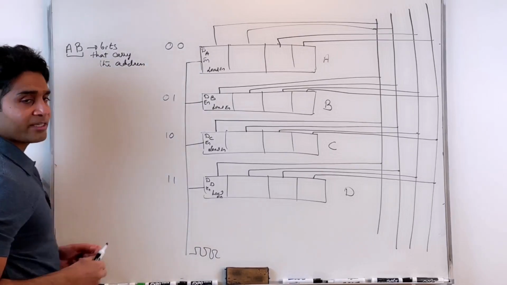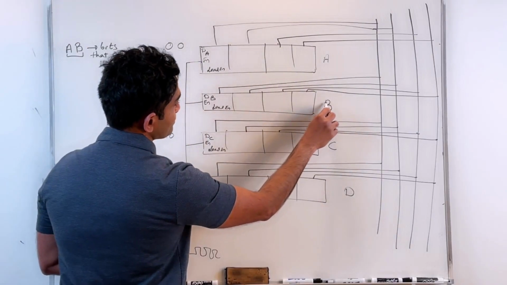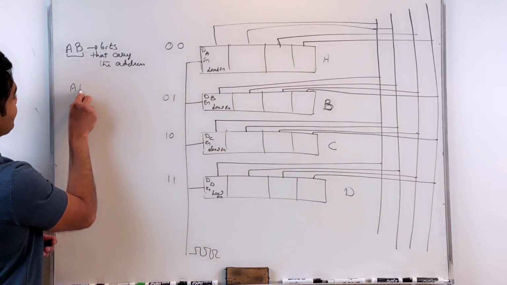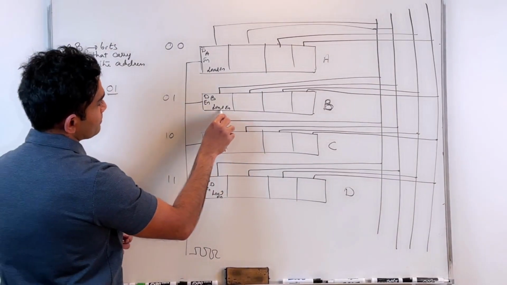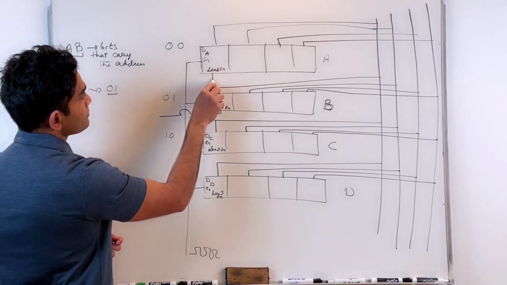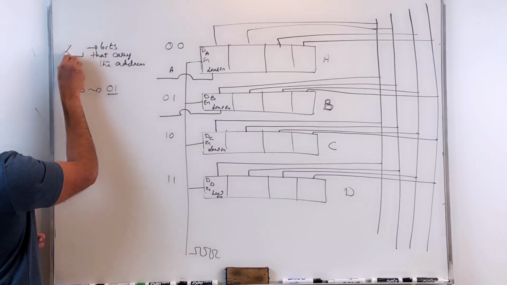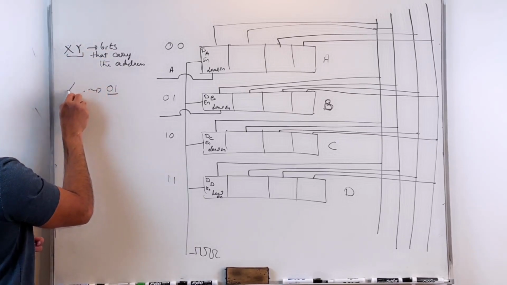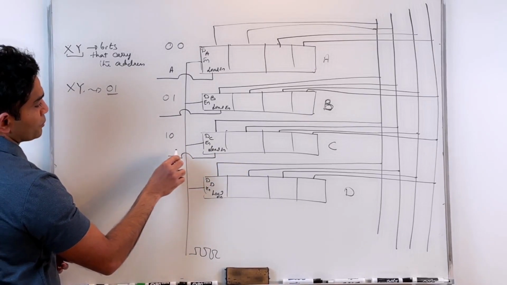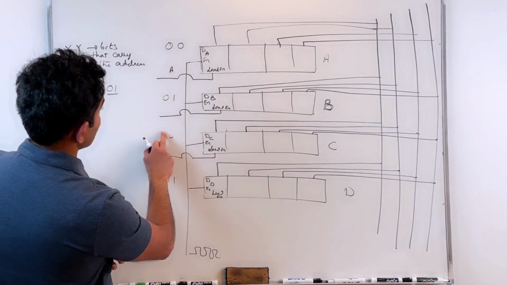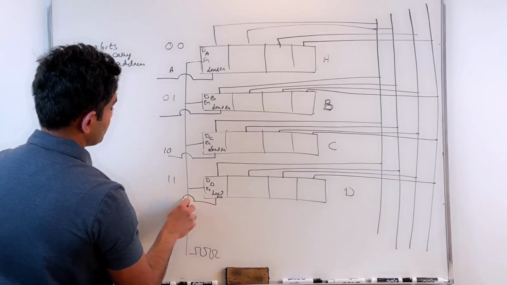That means when I'm writing the code, if I want to store the data on B, for example, that means I would assign AB to a value of 0, 1. In which case, only this particular load enable signal should be activated, right? So that's for A. Let me put XY just to distinguish between them. So those are the bits that carry the address. I should be placing 0, 0 on this, 0, 1 on this, 1, 0 on this, 1, 1 on this to make them active.